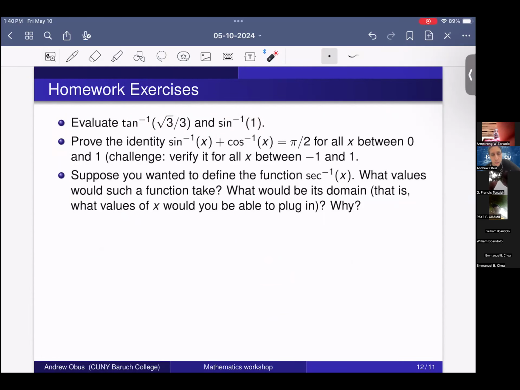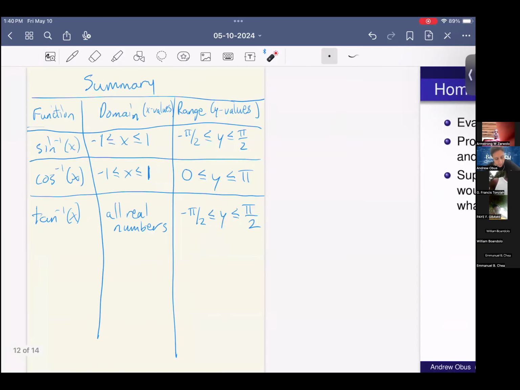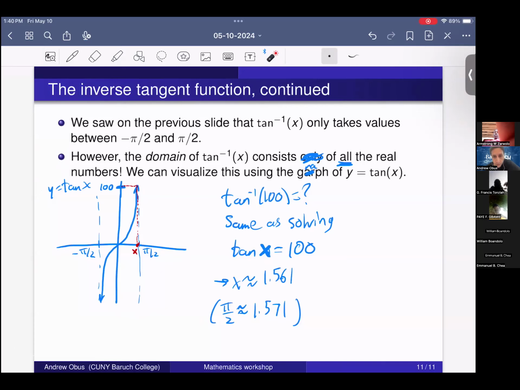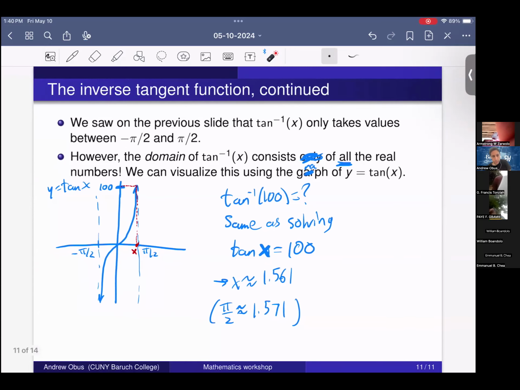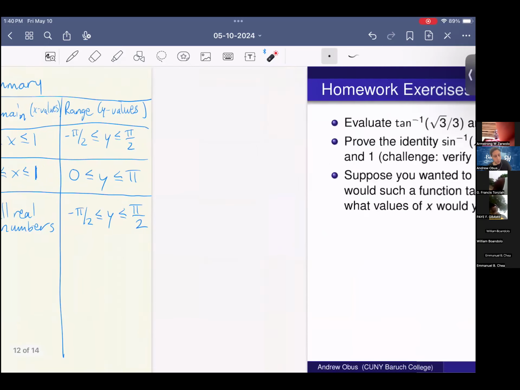Before the homework, sir. Hello? Yes, Emmanuel? Yep. Before the homework, I heard you talking about trig equations. Yeah, we'll do those next time. Oh, okay. No, we'll do trig equations next time. Okay, thank you.